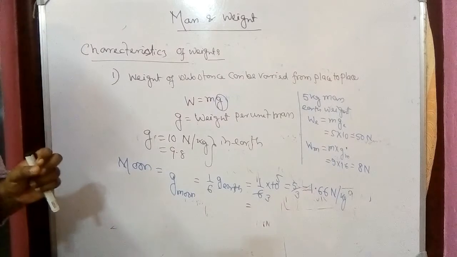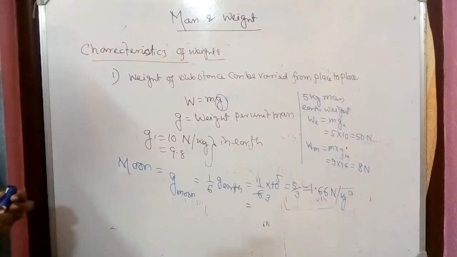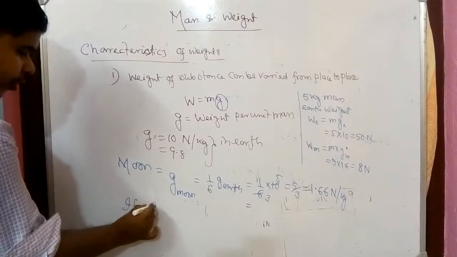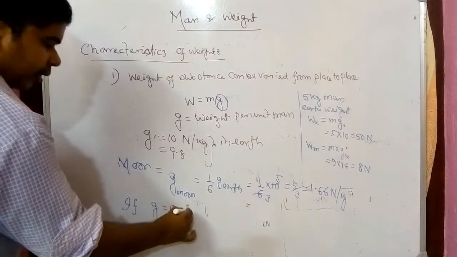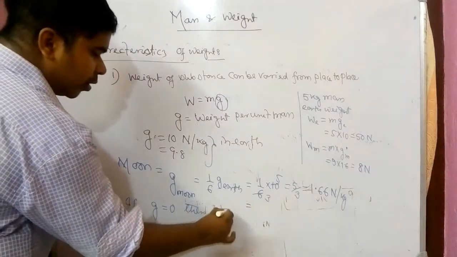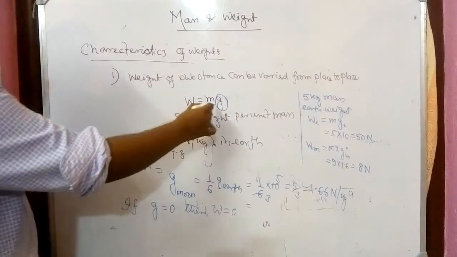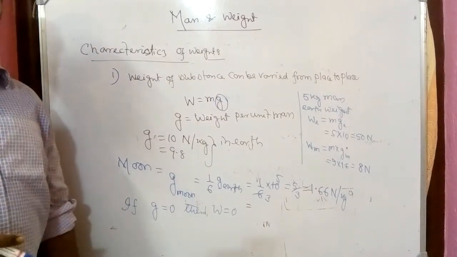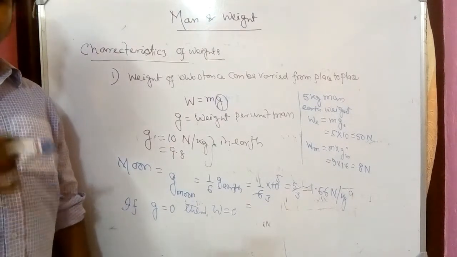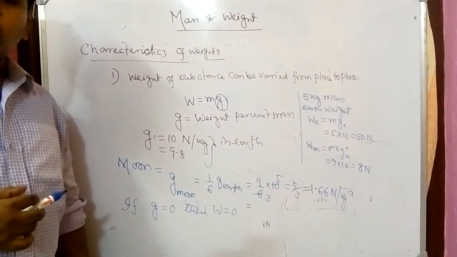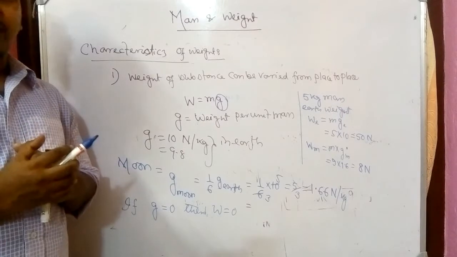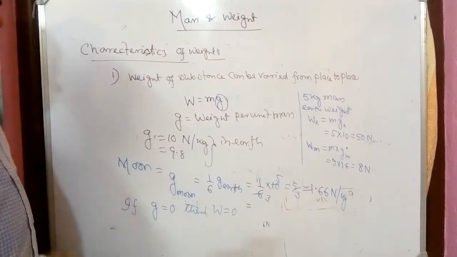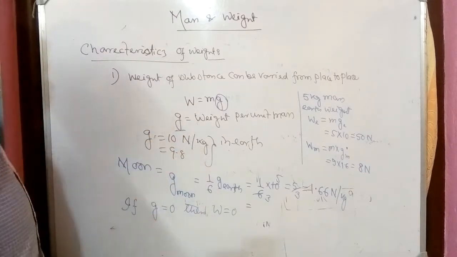So it is clear that the weight of a substance can vary from place to place. It is not constant. Another characteristic that comes from here is that if g equals 0, then W equals 0. Clearly W equals mg, so if g is 0, then W will be 0. Then you might be asking, sir, is it possible that g can be 0? Yes. If you go to space, we know there is no gravitational force. In space the gravitational force is 0, so the value of g is also 0.